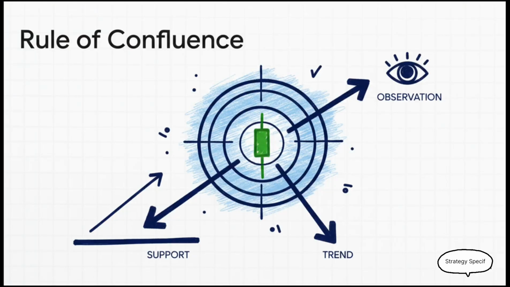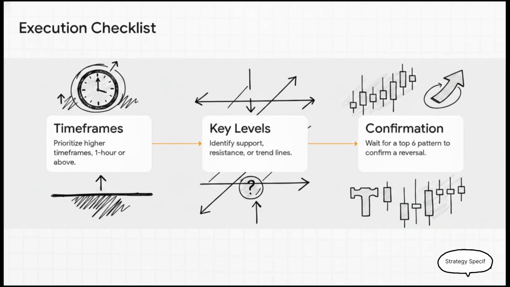Now, confluence is just a fancy word for things lining up. You should only ever trade those 6 patterns when they occur at a key level on your chart. This means patiently waiting for the price to hit established support or resistance zones, or maybe a major trend line. When a key structural level perfectly intersects with a high probability candlestick pattern, you've essentially found a prime high win rate entry zone. So here is your exact execution checklist.